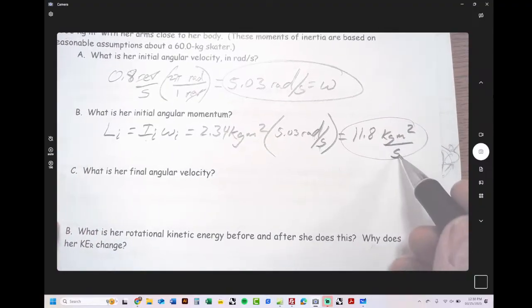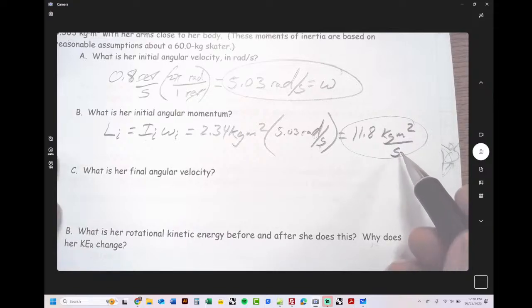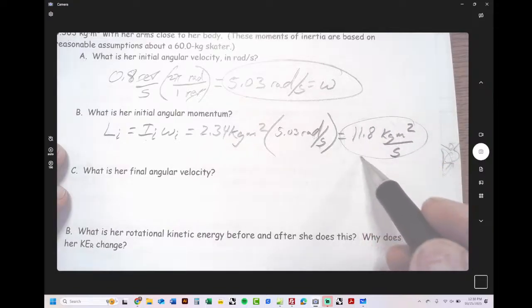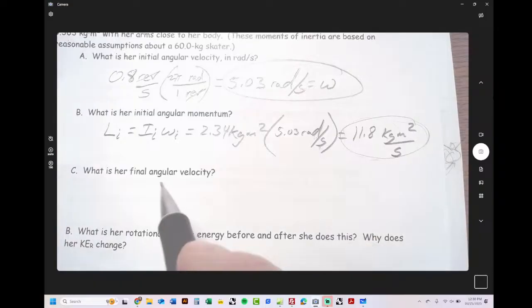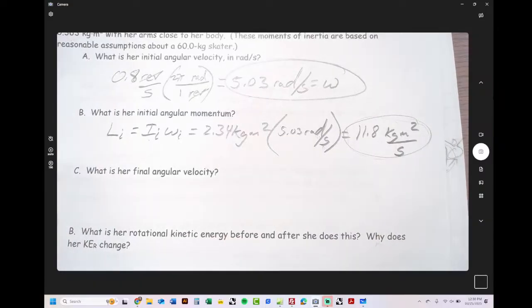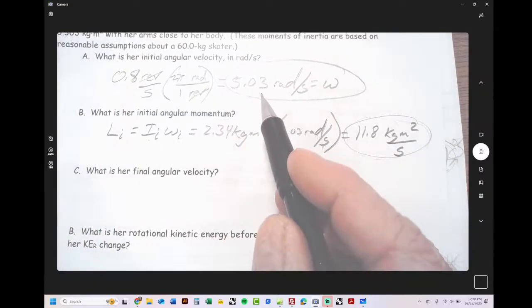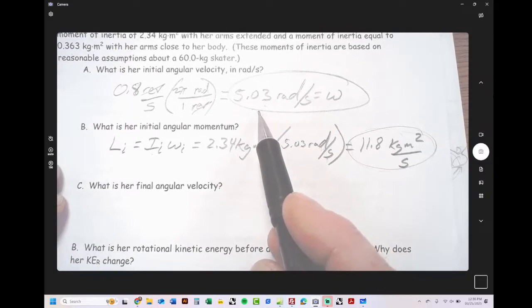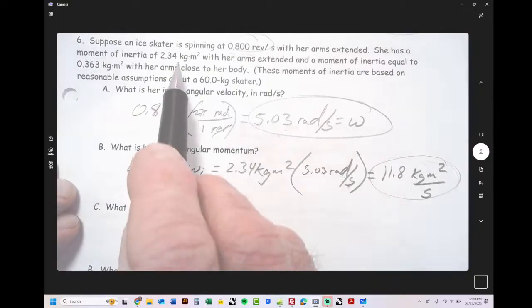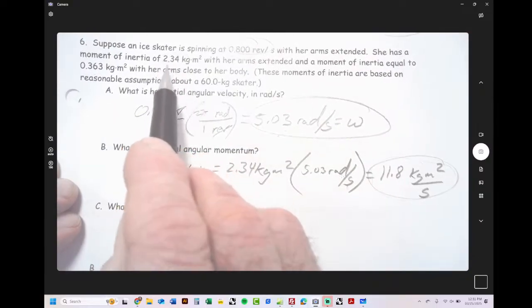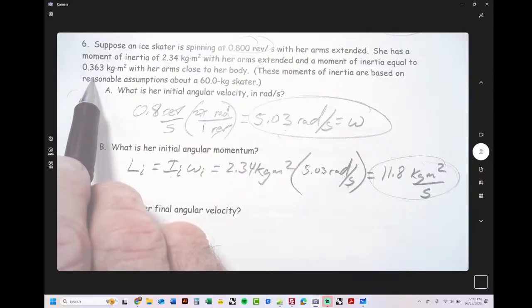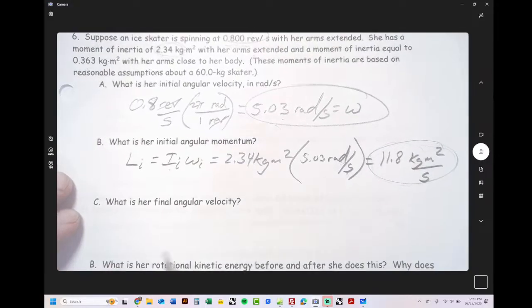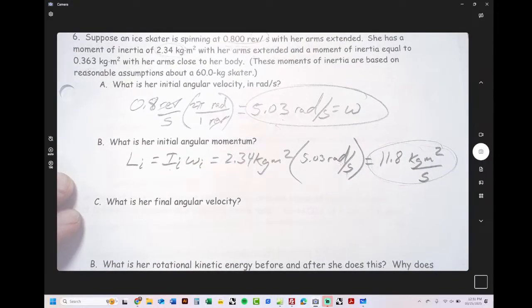Now we have to find her final angular velocity. So we know how much angular momentum she had in the beginning. How do we get the final angular velocity? Her initial was 5.03. Is it going to be faster than that or slower than that? She's pulling in her arms. Her moment of inertia is going from big, 2.34, down to very little.